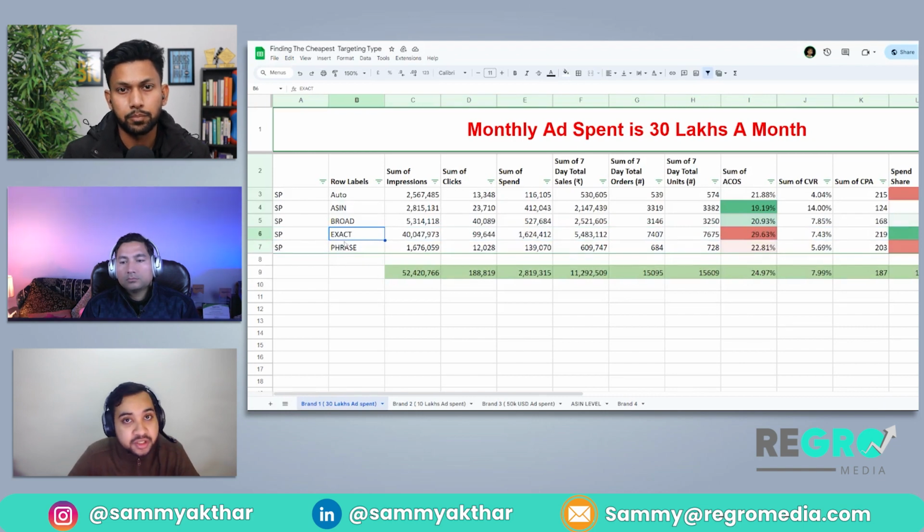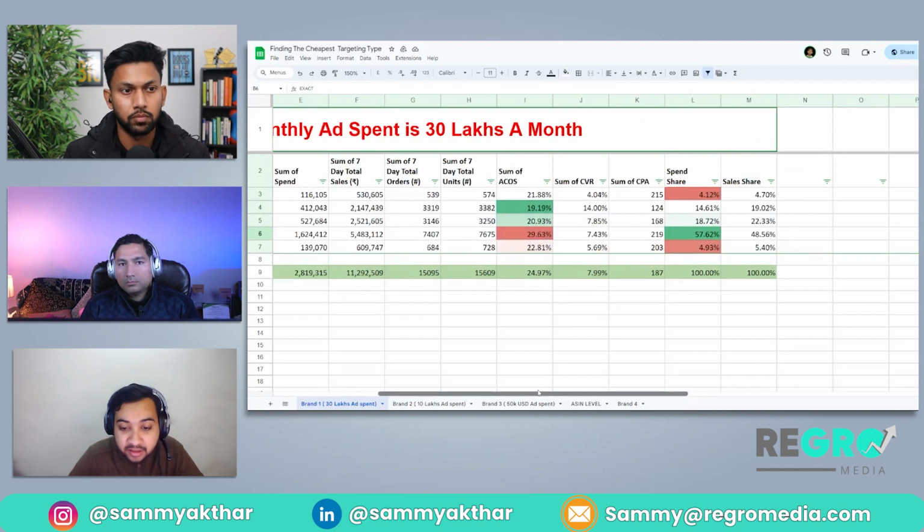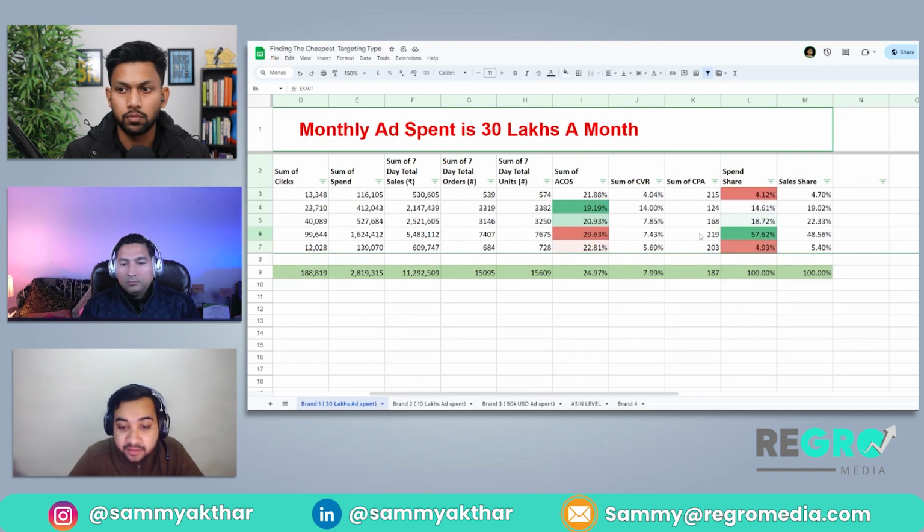So using these exact match campaigns. Now, if we compare the KPIs of exact match with the broad match, it's something like this, right? First of all, just have a look at the CPA. The CPA in exact match is around 220 rupees, right? So we are paying 220 rupees to secure an order. In PPC, we are just paying 168 rupees in broad match type to secure an order, right?